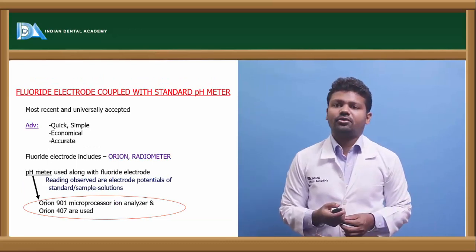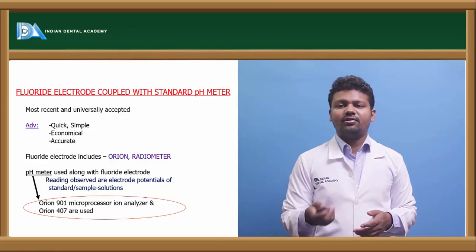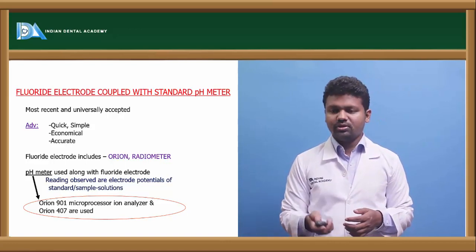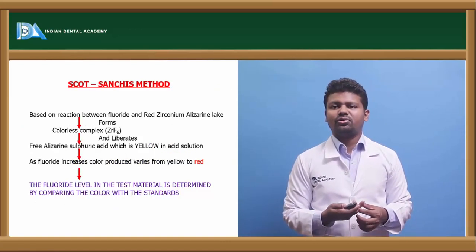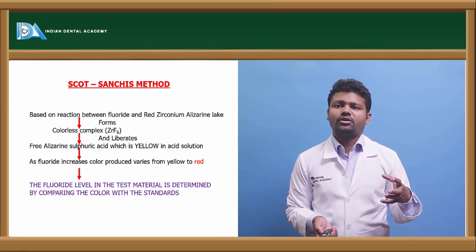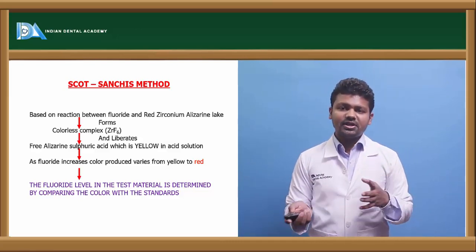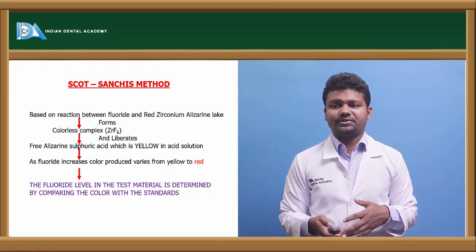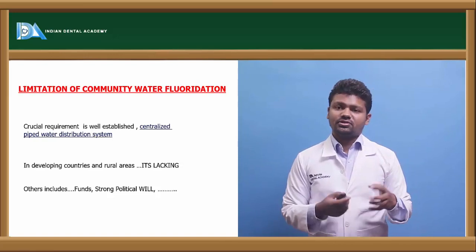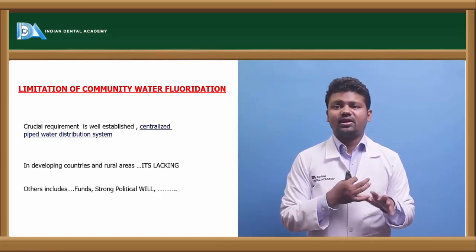The fluoride electrode method is simple, accurate, and the materials are easily available. The Orion 961 microprocessor ion analyzer and Orion 407 are used. In the SPADNS method, reagent is added and the color changes are recorded; zirconium red is added to the fluoride. Finally, the fluoride level in the test material is determined by comparing the color with the standards. The limitation of community water fluoridation is that it requires a centralized water supply, which is lacking in developing countries.